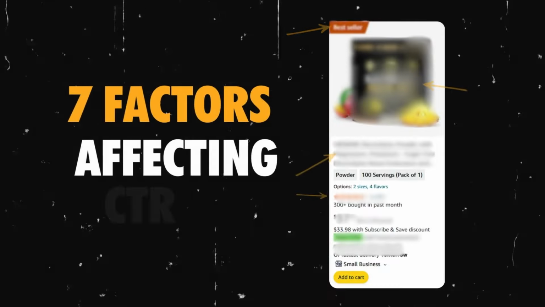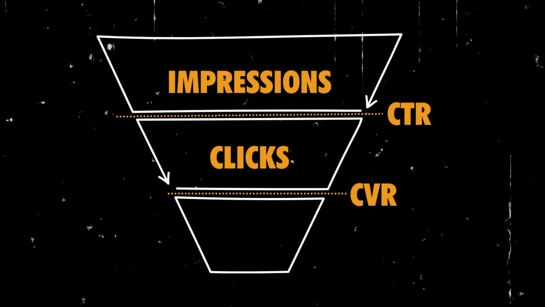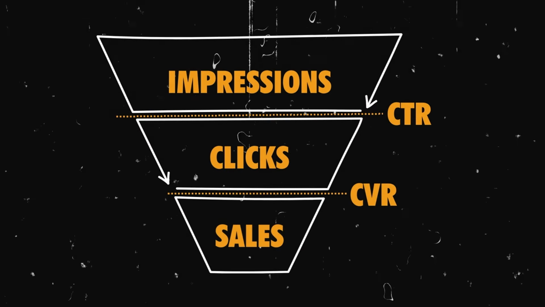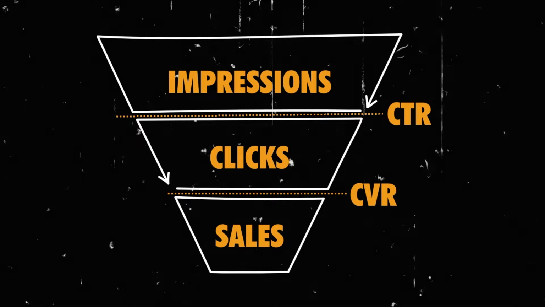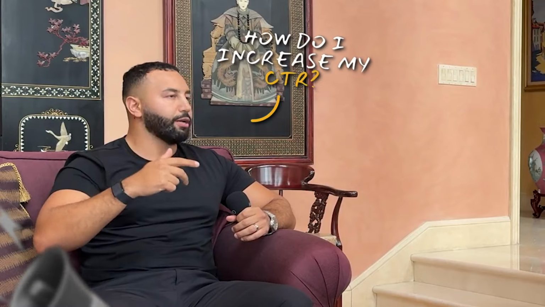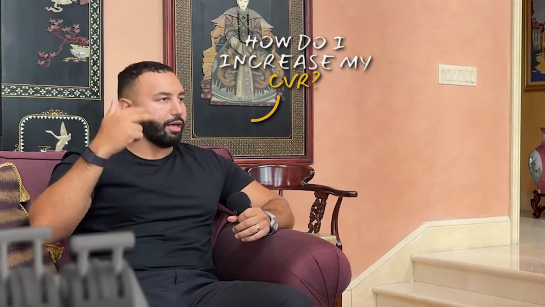And there's 7 factors that affect that, which we'll cover. And then a certain number of those people that make it to your listing turn into customers. And that's based on the conversion rate. There's also a certain number of factors that affect that. And so if you just have this focus of, okay, how do I grow my impressions through paid ads, through organic? How do I increase my click-through rate, pulling the levers of the 7 factors? And how do I increase my conversion rate? If you just do that consistently, you're inevitably going to grow on Amazon.